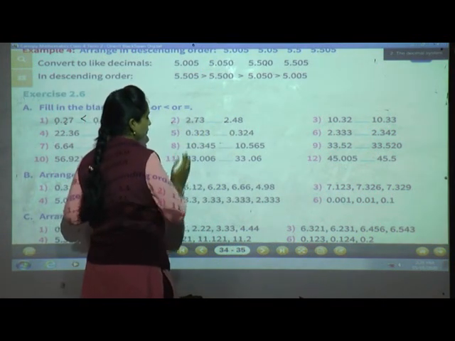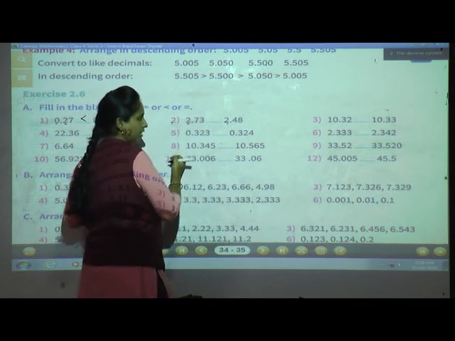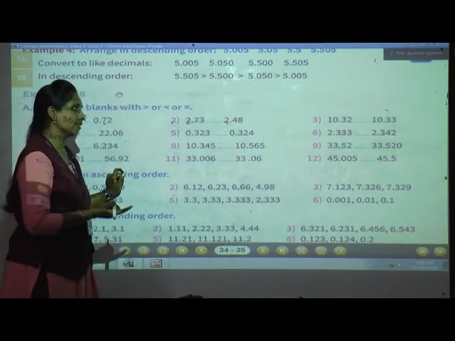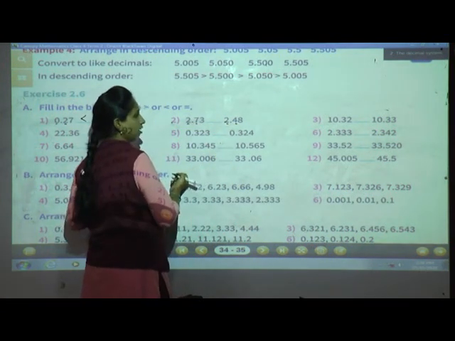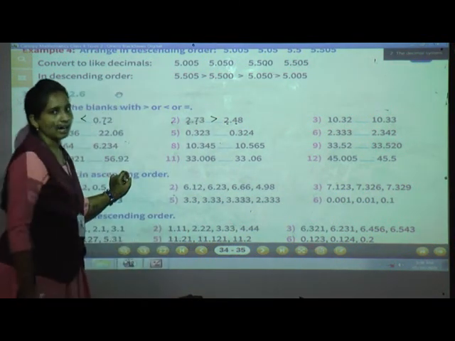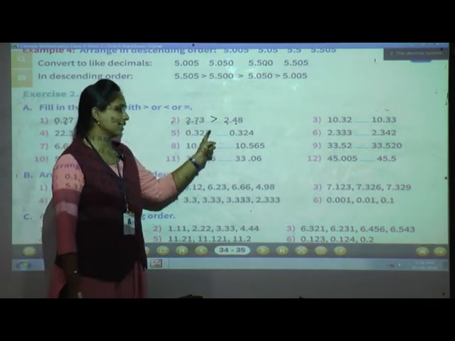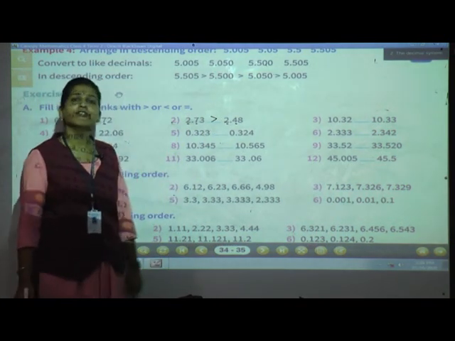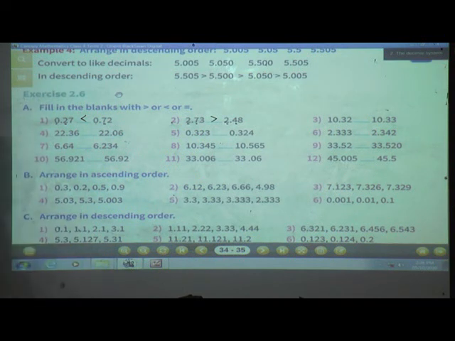Now next, 2.73, 2.43. Now start with whole number. Ones place 2 is there. Then we have to go with the next, tenths place. Now here 7 is there, here 4 is there. Which is greater? Of course 7 is greater. So give the arrow to 7. Okay, means 2.73 is greater than 2.43, isn't it? Now I will solve the fifth one for you.